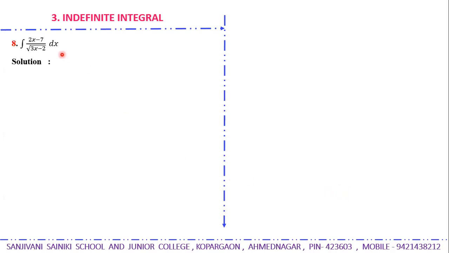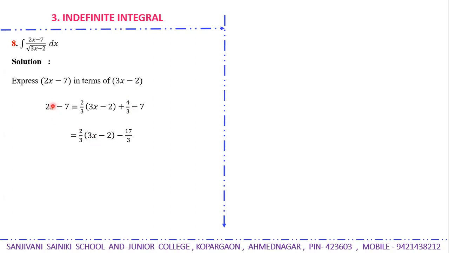The next example is (2x minus 7) upon root of (3x minus 2). Take the given example. Here also the numerator is a linear factor, 2x minus 7, and in the denominator there is a square root, but inside that square root there is also a linear factor. So here we will write the numerator in terms of 3x minus 2. So 2x minus 7 is equal to 2 by 3 times (3x minus 2) plus 4 by 3 minus 7.